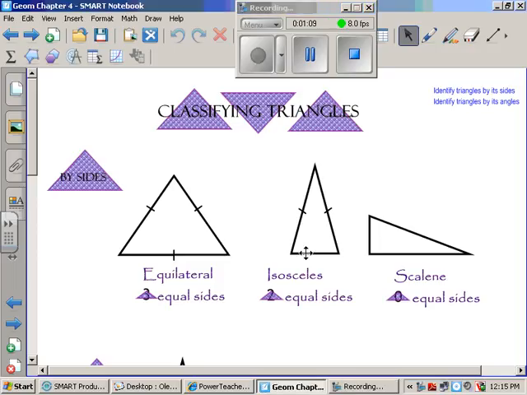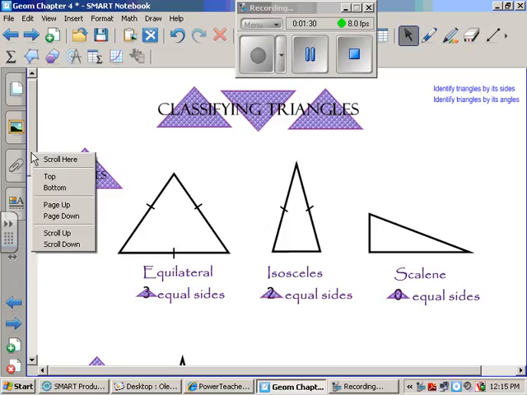Isosceles means two sides are equal, and scalene means no sides are equal to each other. We've got equilateral, isosceles, scalene. All right. We okay with those? That should be a review, right? We knew these. Good.